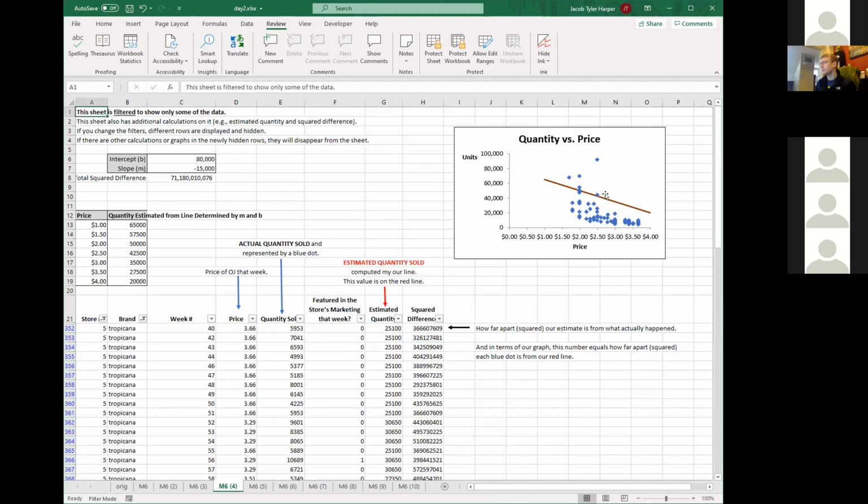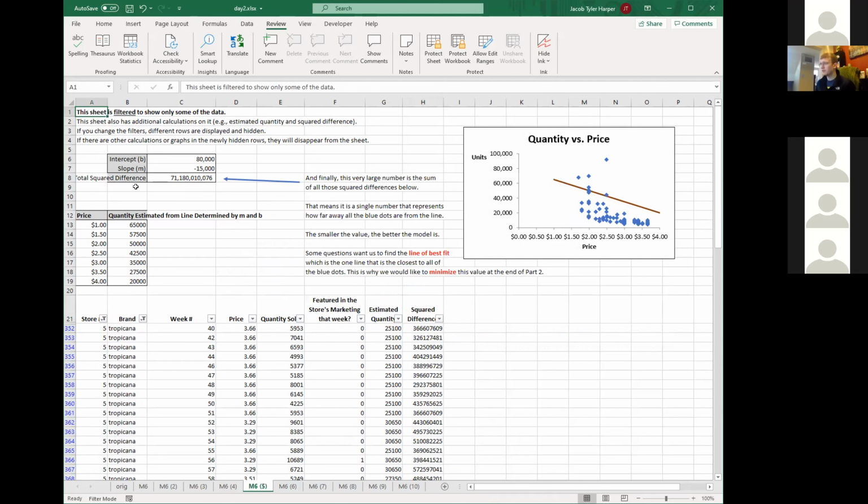And in terms of our graph, since these are our blue dots and this is our red line and this is the difference between them, you can also think of this number over here as how far away that one dot is from the line, which then leads me to this guy, the final thing in our graph, which uses this weird function that you do not need to know how to do, but I can teach you if you like. But all that is the sum of all these numbers over here.